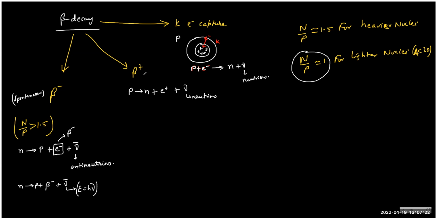Now there is a competition between the K electron capture and the beta plus decay. Beta plus is non-spontaneous. That's the problem. So it cannot occur in isolation. So this will never happen in isolation. As an independent reaction, it is not possible, but it occurs in a cluster of nuclei.